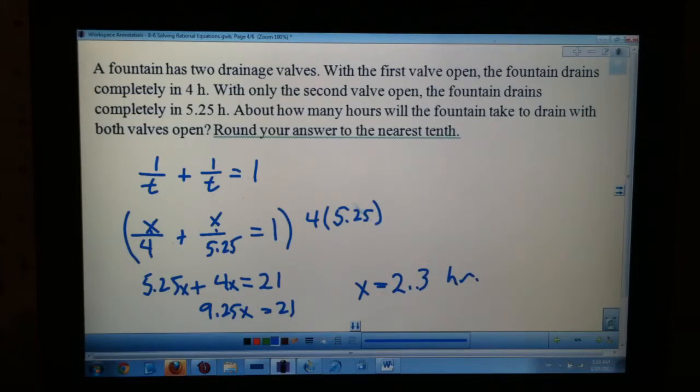So anytime you get a work problem, just do it like x over the time plus x over the time equals 1. Multiply, clean up these fractions, and then solve.